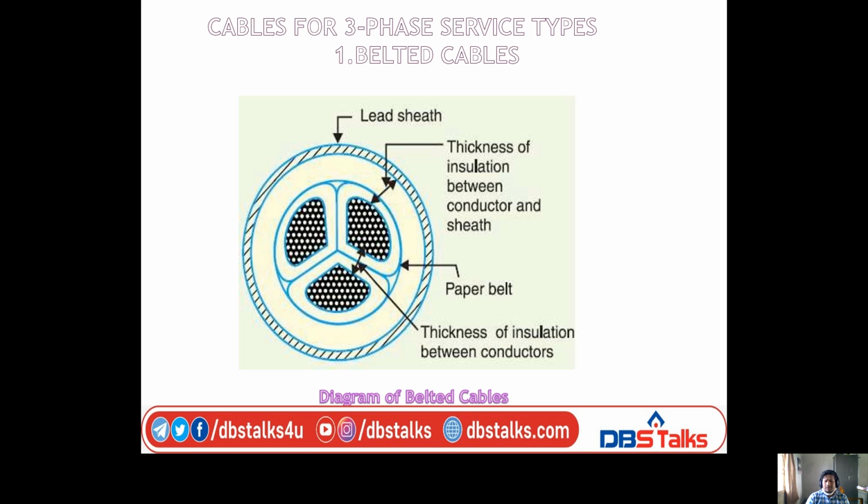First, the belted cable. Look at the figure: three cores or three conductors are separated from each other and insulated from each other also. This line gives the thickness of insulation between the conductors. They are surrounded by a paper belt, then by impregnated paper insulation, and surrounded by a lead sheath. We cannot show the armoring, bedding, all these things.